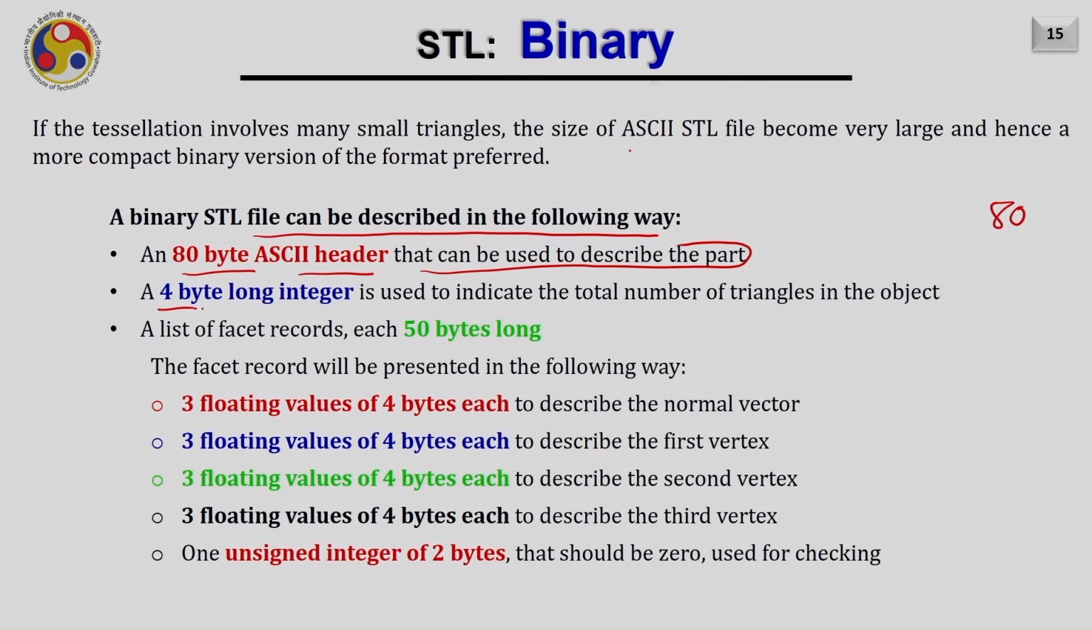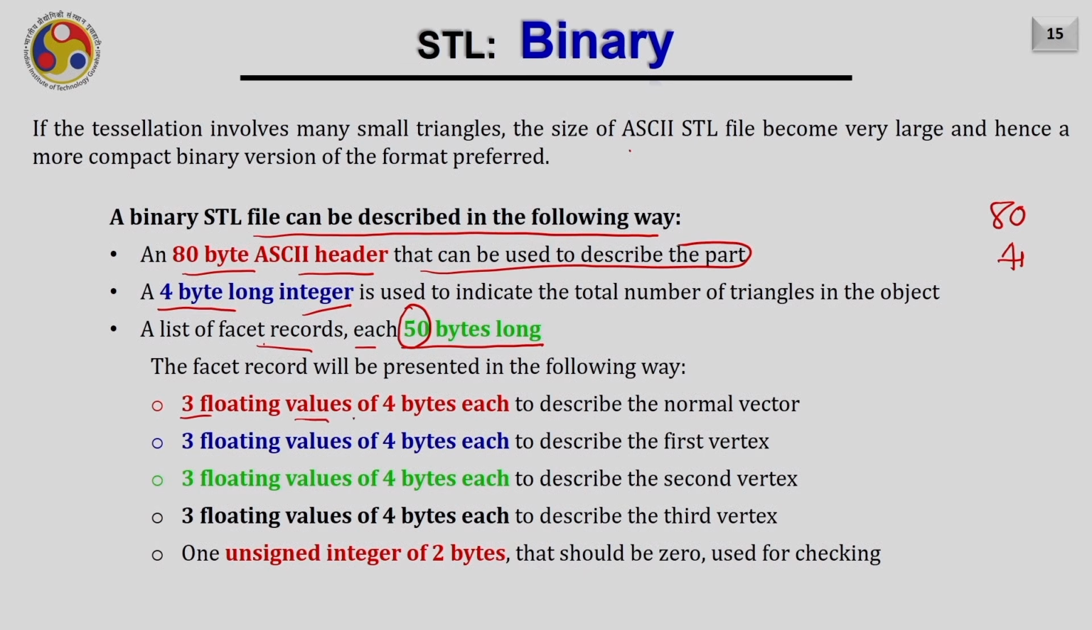Then a 4-byte long integer is used to indicate the total number of triangles in the object in the beginning. So 4 bytes are used to define an integer which represents the number of triangles. Then a list of facet records, each 50 bytes long, is used. So each triangle is represented by 50 bytes of data. How is this data distributed?